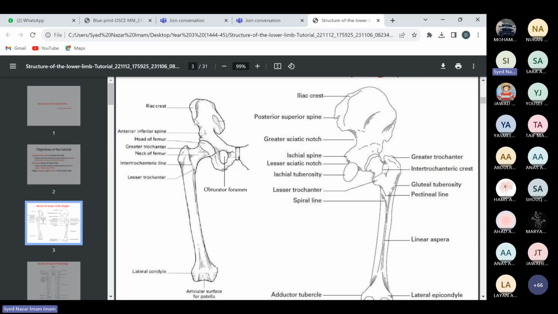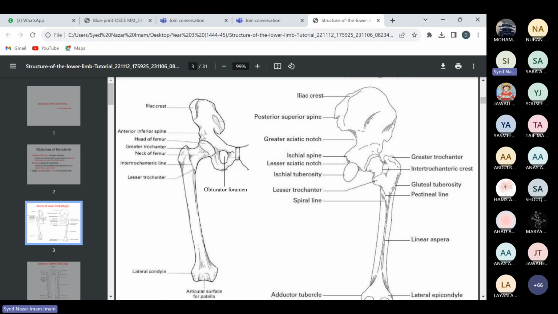And then we have two bony prominences here in the iliac. One is called the anterior superior iliac spine and one is called the anterior inferior iliac spine. These are again two important bony landmarks. Whatever I'm repeating, these are important bony landmarks.